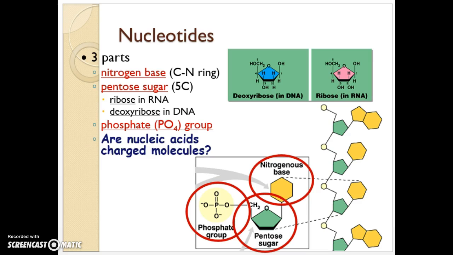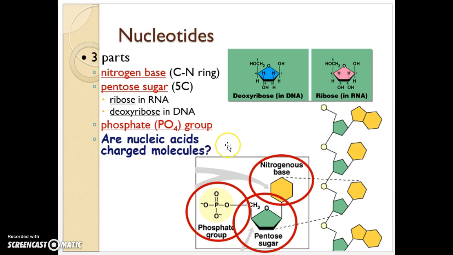So the monomer of a nucleic acid or of DNA is a nucleotide. And a nucleotide is made up of three parts. There's the nitrogen base, or nitrogenous base, which is a carbon-nitrogen ring. There's a pentose sugar, which is a 5-carbon sugar. It's either ribose in RNA or deoxyribose in DNA. And then the third part is a phosphate group. So if you look at the molecule down here, you can see these three parts, and they're color-coded so you can see what they look like in a DNA polymer.